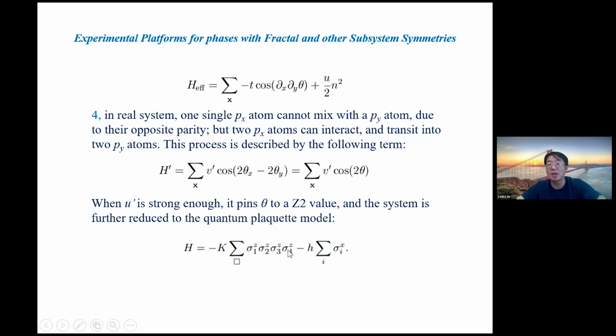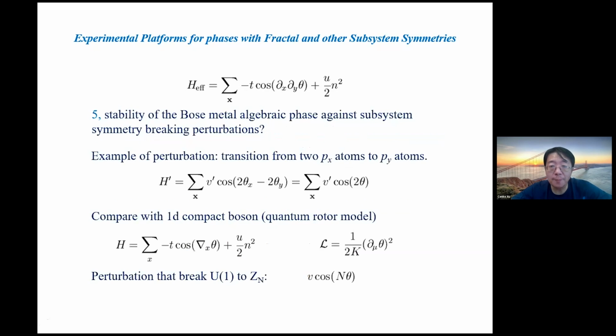This model, as I mentioned, has a lot of similar features to the one-dimensional quantum Ising model. It has the self-duality, which exchanges K and H. And there is a quantum phase transition at H equals K, and many other things. Now I will do more analysis of this model.